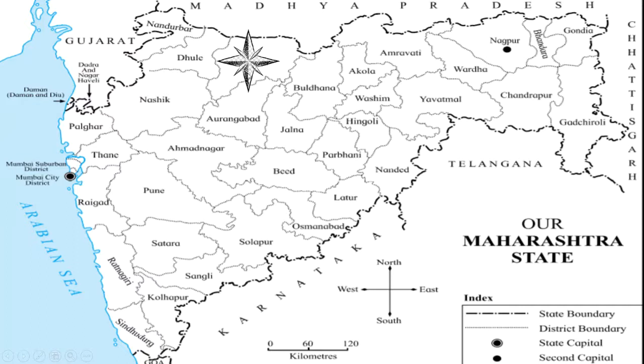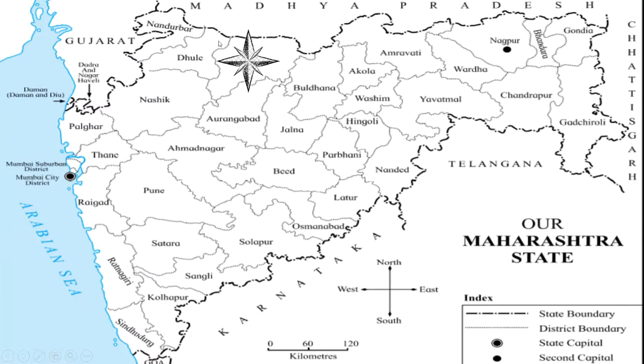To the south of Jalgaon lies Aurangabad. To the east of Jalgaon lies Akola, Amravati. To the west of Jalgaon lies Dhule. Let's see what lies in the sub-direction.